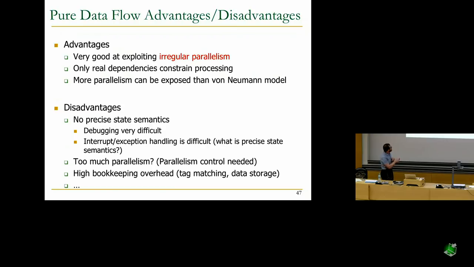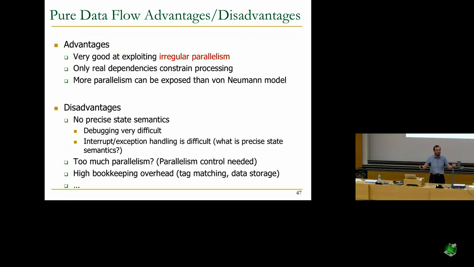And because you cannot reason, debugging is very difficult, and interrupt and exception handling is very, very difficult also in these machines. And also, people actually built these data flow machines, and they figured out that this is true. More parallelism can be exposed, but they also figured out that there's too much parallelism for the hardware to handle. So the data flow graph comes in. They just don't have enough execution units in the hardware.